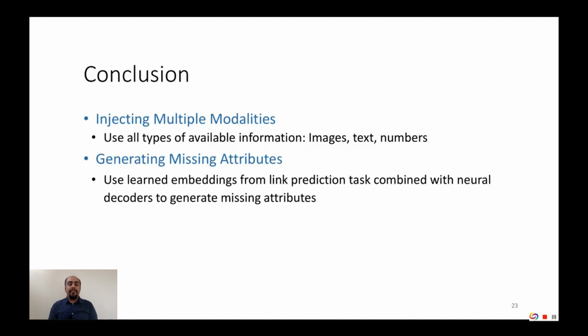By that, we finish the entity prediction task as well. So overall, in this work, we talk about injecting multiple modalities into the knowledge graph, and then using different neural encoders, we try to have a better and more informative representation of the knowledge graph. And then using these learned embeddings from link prediction tasks and combining them with different neural decoders, we try to generate the missing attributes in our knowledge graph.